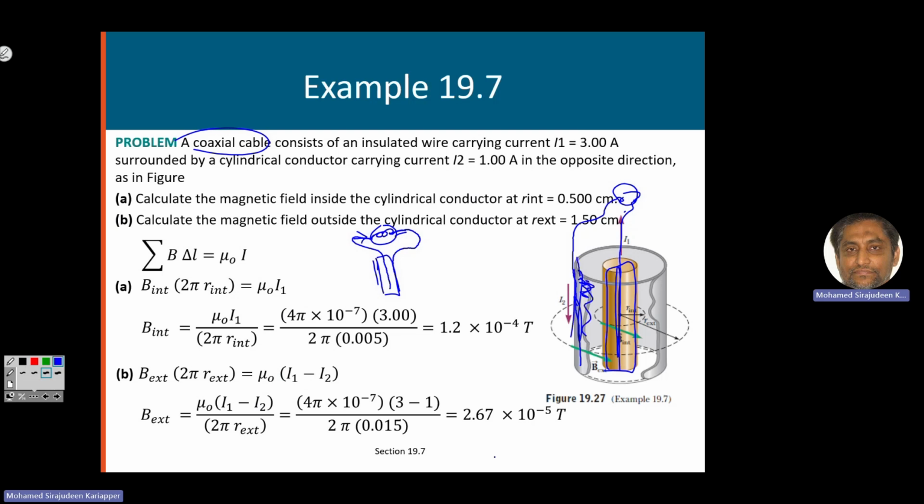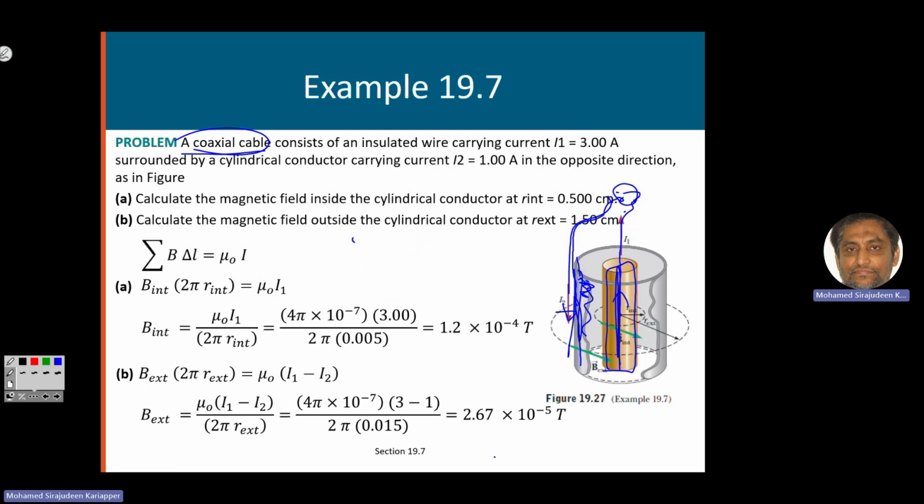So the direction of the current will be in the opposite direction. In the middle wire, if it goes up, from the outer wire, the current will flow down. So it is actually two wires in one cable. So it's called the coaxial cable.